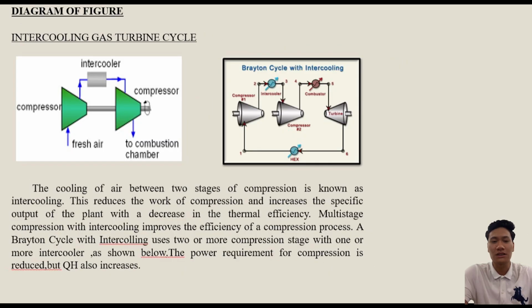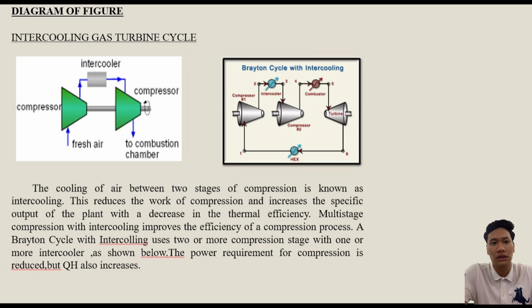Assalamualaikum, my name is Muhammad Syami bin Azhan, metric number F1112. I will share the diagrams. Now we go through the diagram of the intercooling gas turbine cycle. The cooling of air between two stages of compression is known as intercooling. This reduces the work of compression and increases the specific output of the plant with a decrease in thermal efficiency. Multi-stage compression with intercooling improves the efficiency of the compression process.